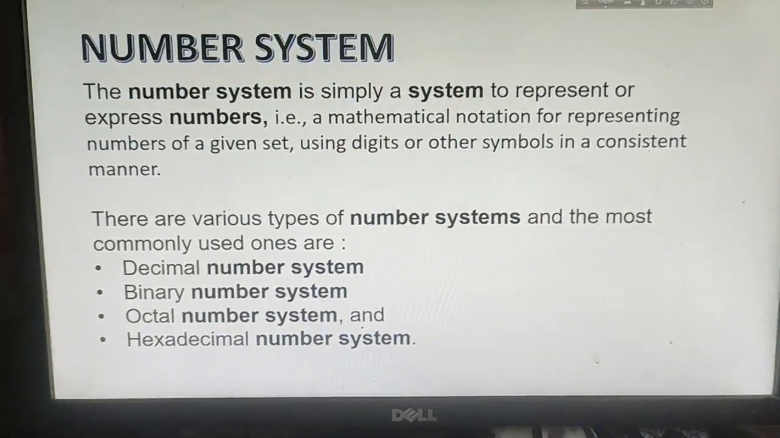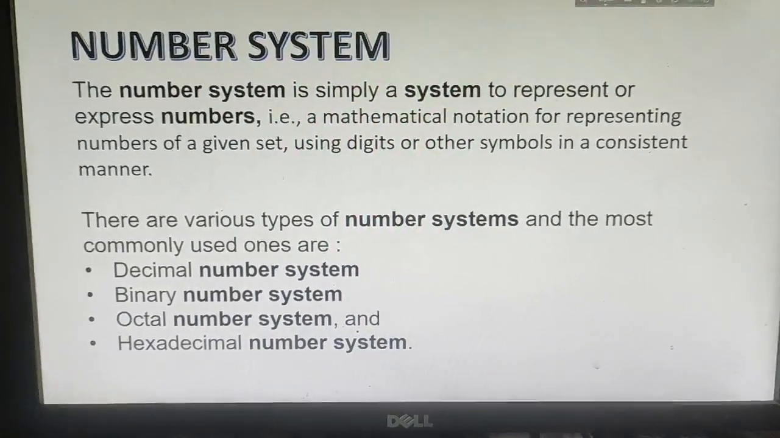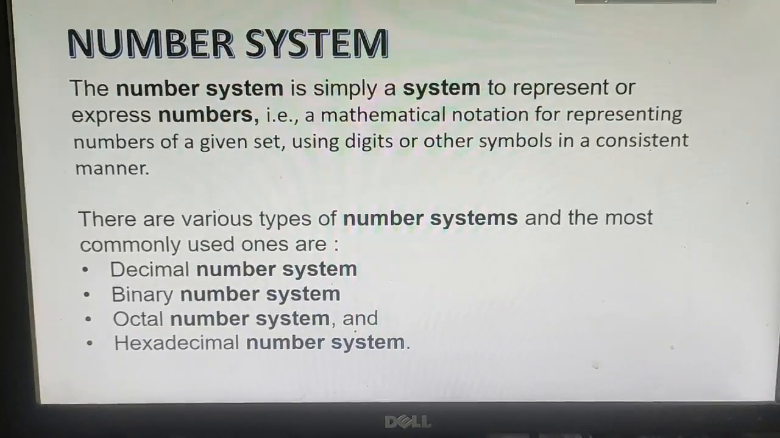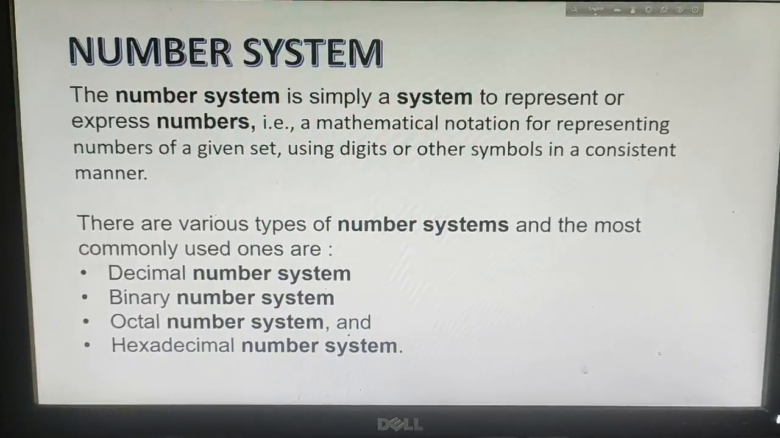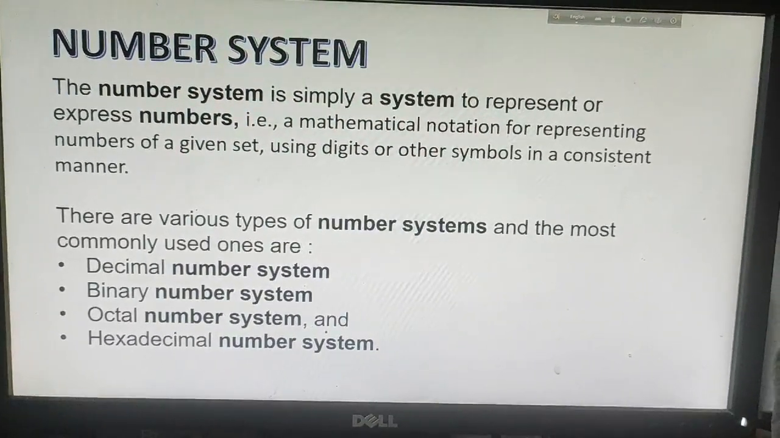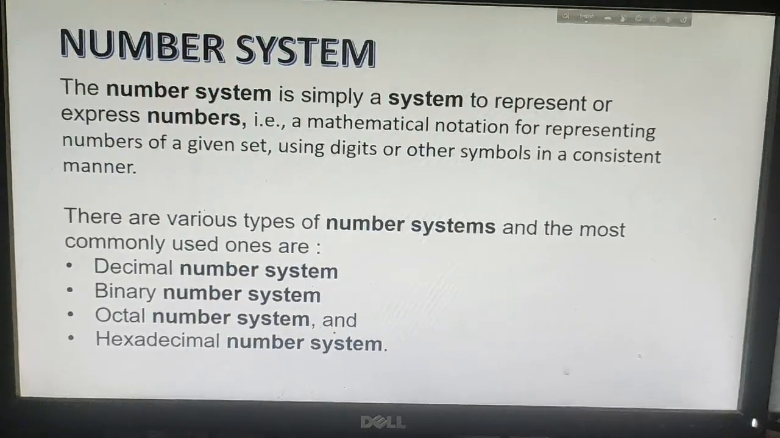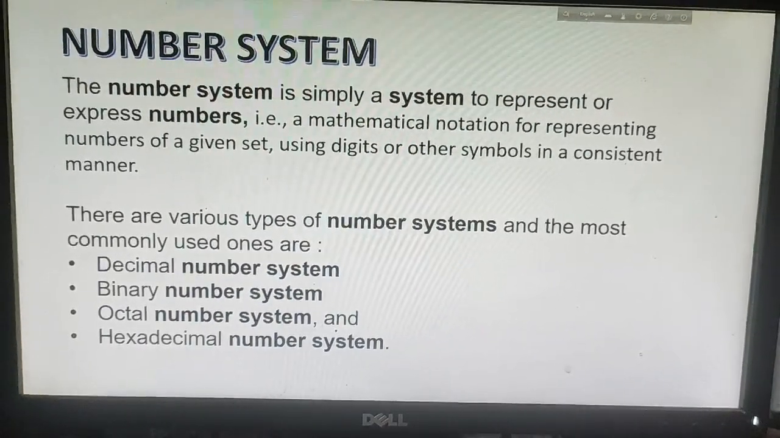So see, 34. 34 is a number. But which number system are we using? We are using the decimal number system. How will we know it? We are using these digits from 0 to 9. 4 is in the ones place and 3 is in the tens place.